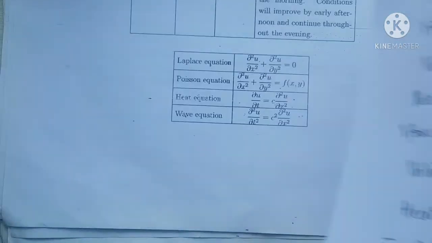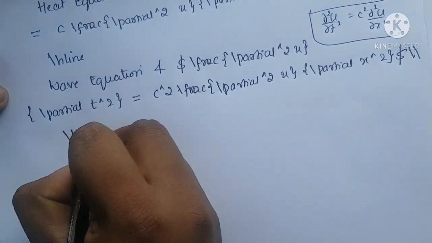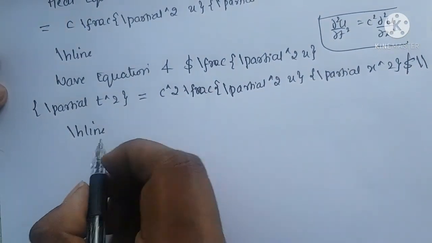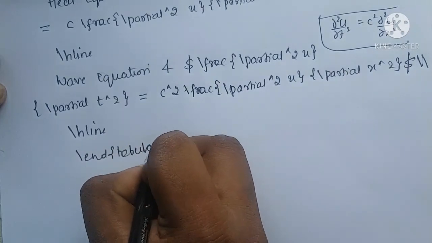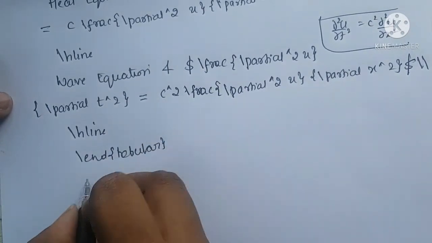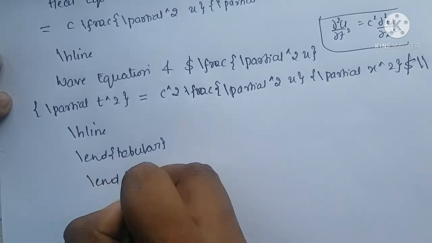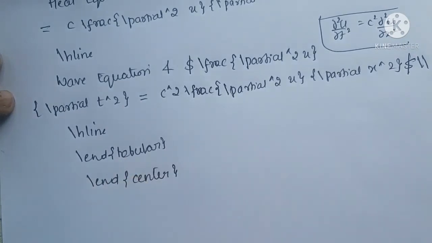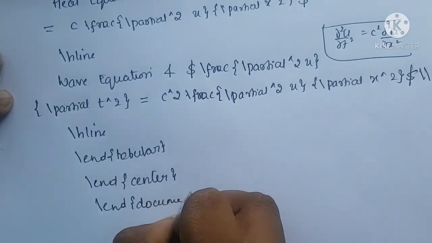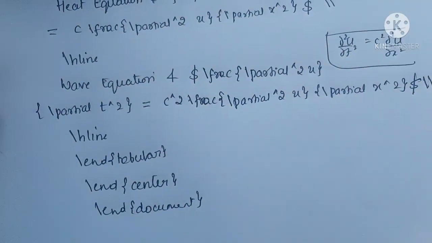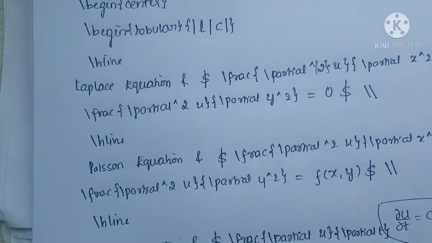If you observe, after the last row also there is a hline. So I am going to mention backslash hline. The tabular is ending now, so I am going to use backslash end tabular. I have begun the center also, so I am going to end the center. Backslash end center. We have begun the document, so we need to end this document also. Backslash end document. So this is the LaTeX code in order to get this example.